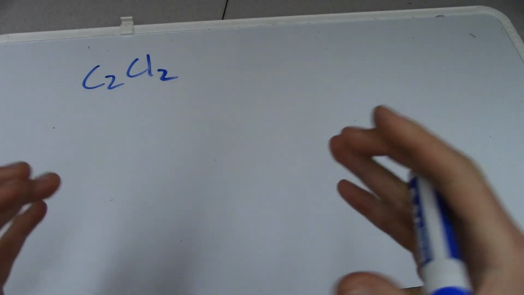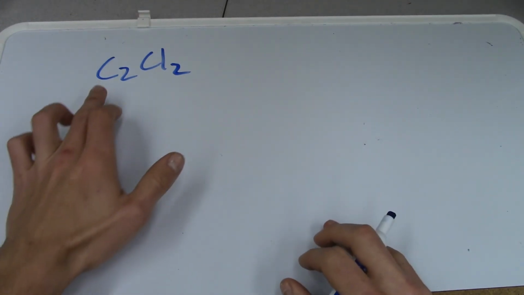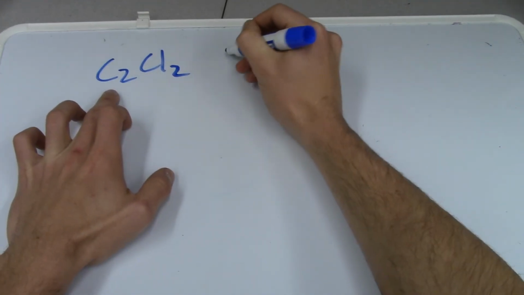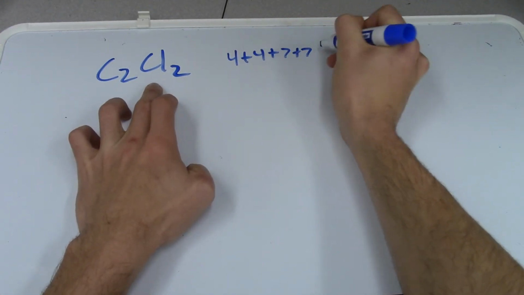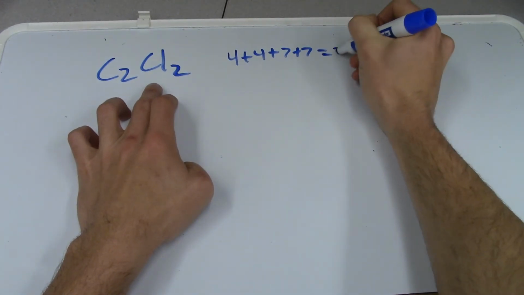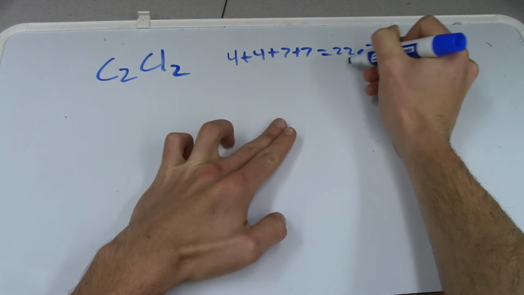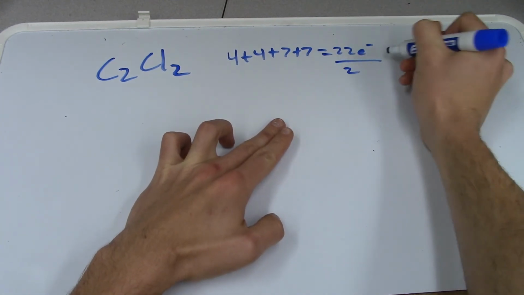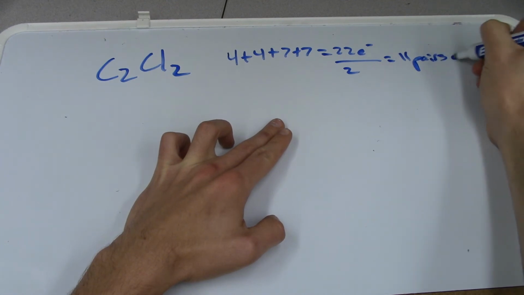Again, first step is to count up the total number of electrons that are going to be participating in bonding, and that's counting up the valence electrons. So I have 2 carbons, 4 plus 4, and I've got 2 chlorines, 7 plus 7, equals 8 plus 14, 22 electrons. And then next step is how many pairs of electrons, so I divide by 2. So I have 11 pairs of electrons to work with.